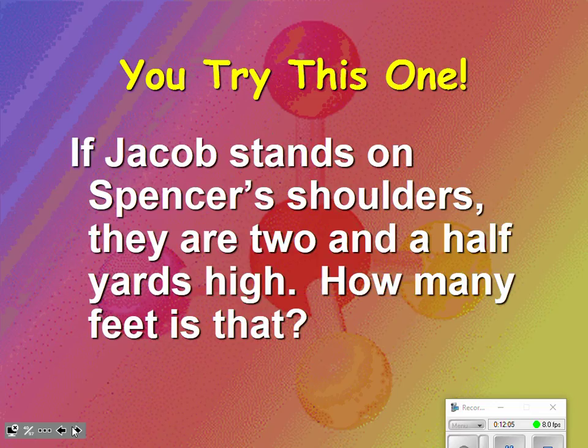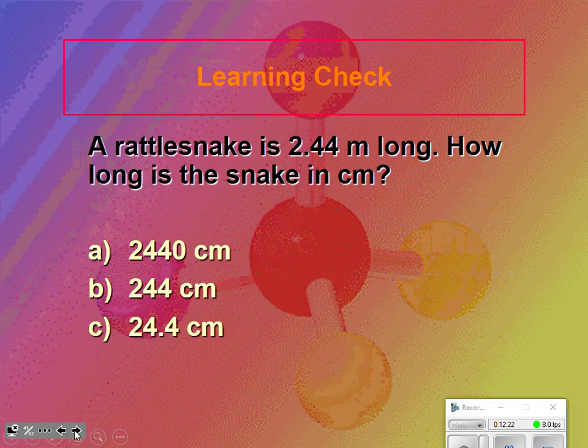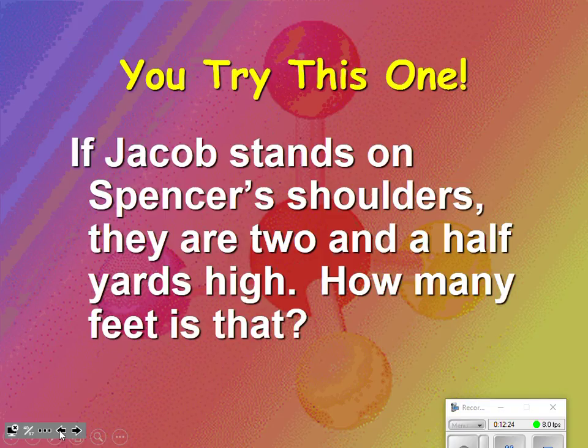Write this one and answer it. It's a little learning check. Go ahead and write this down and answer it. See if you can do it. So we know our conversion factor is 3 feet in the yard, right? So what's that going to be? How are we going to set that up? I would say, okay, 2.5 yards is how tall Jacob and Spencer are together.